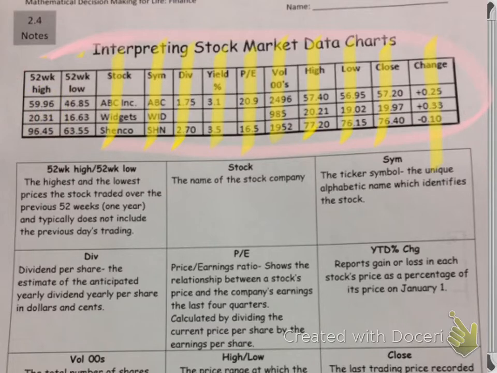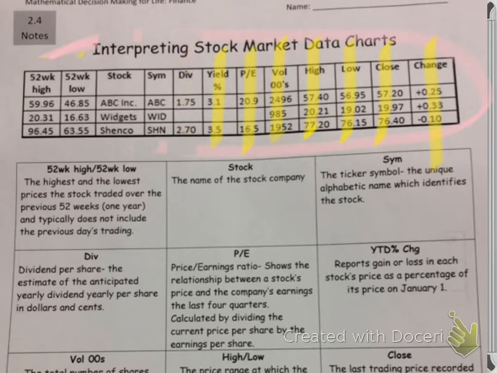The stock is the name of the company. So when you look right here, this is just the name of the company. So Widgets or Shenco, ABC Inc., those are the names. The symbol, if you're reading over here, it says the ticker symbol, the 3-letter symbol that identifies the stock. So it's the 3 letters that would go across the screen at the stock market that would tell you that would be the stock that you would want to buy for certain companies.